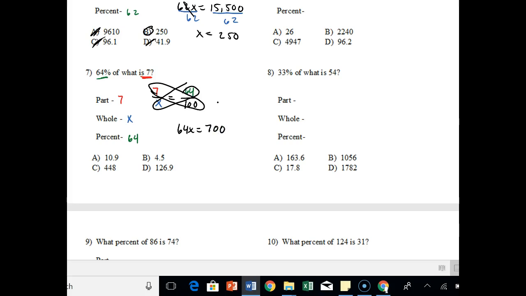So again, before I do anything, let's think about 64% of what is 7. So 7 is 64% of what number? So 7's got to be greater than 50% of this number, right? So think about it.